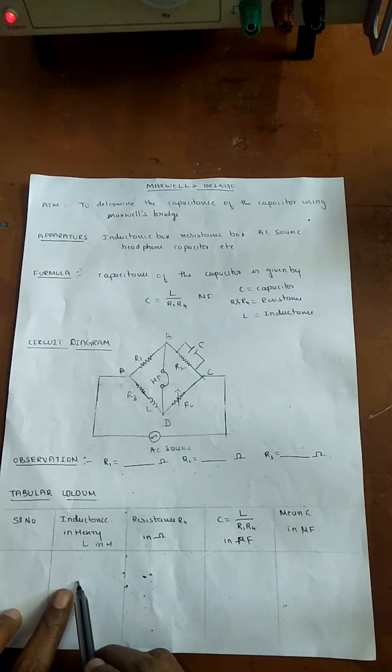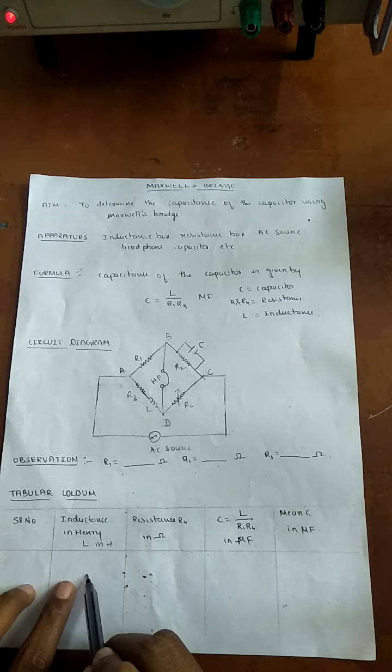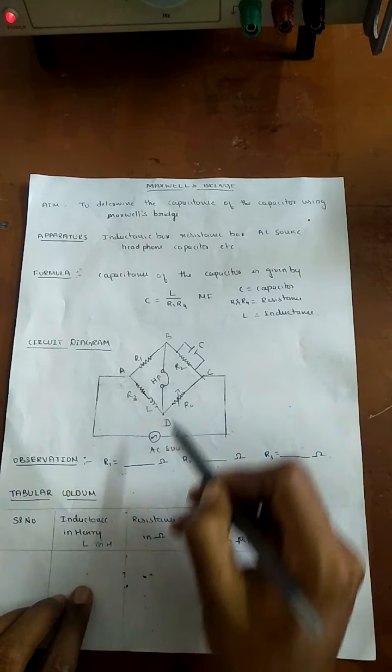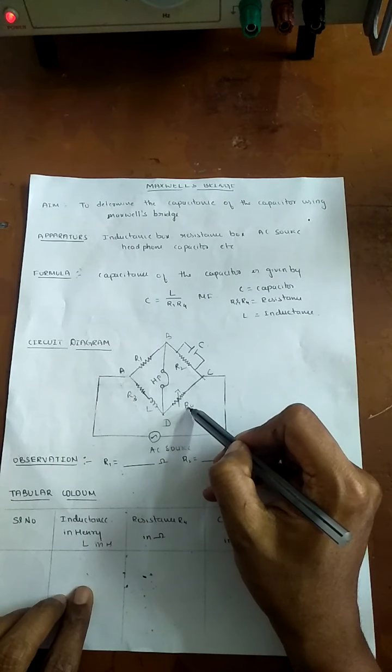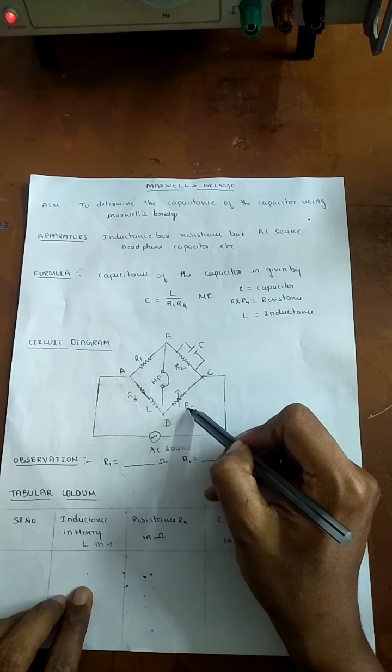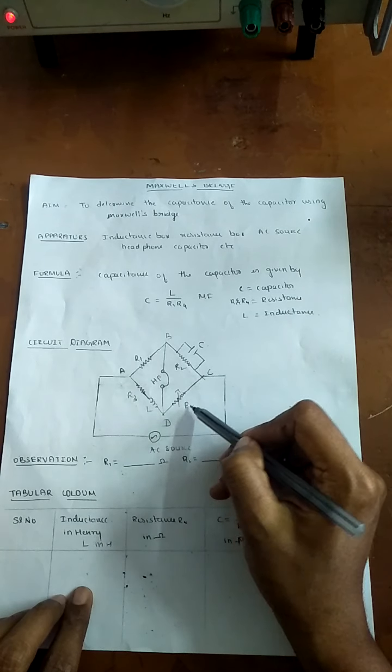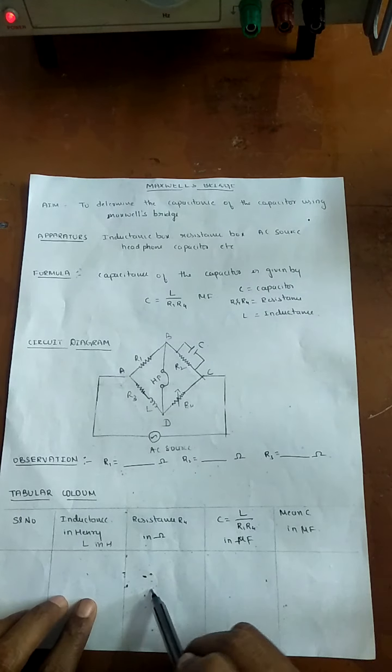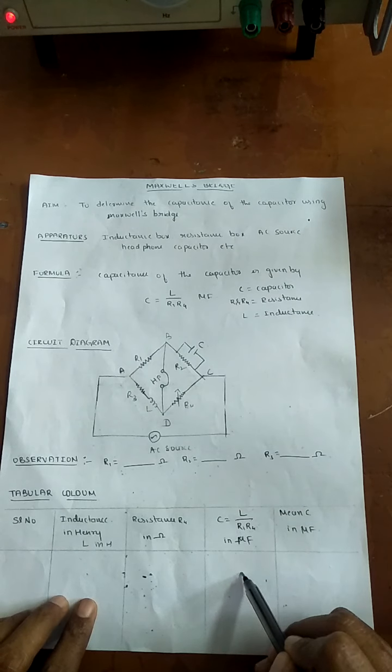Next we have to change the inductance to about 0.02. Again we'll hear the maximum sound. Again we have to unplug the resistance box, and note down the R4 value. Then again we have to calculate the value of C.